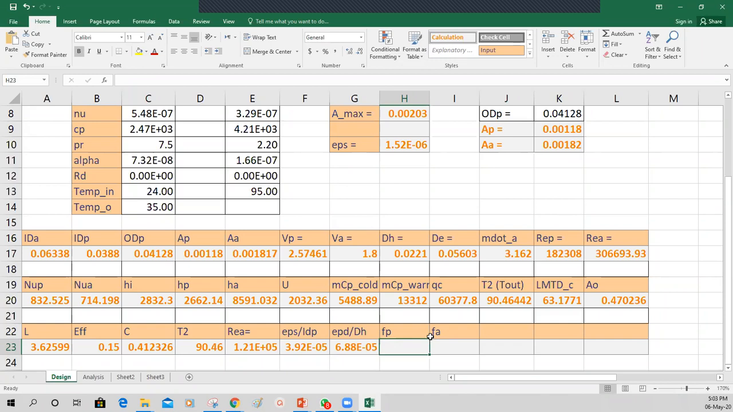We are now repeating the calculations using different properties. No, we are not repeating. We are calculating the pressure drop. For the pressure drop, we are calculating the Reynolds number for the annulus side. The pipe side Reynolds number will remain the same. We are calculating the Reynolds number for the annulus side and epsilon over D, and then we can go to the chart, or you can use any equation to find the friction factor.